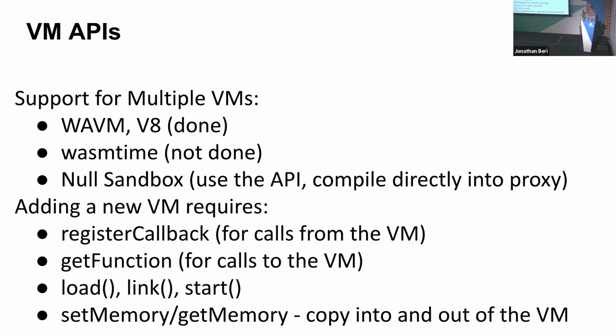And there's only a few operations that we need from a runtime, and that is a way to register callbacks. These are calls coming out of the VMs. These are API calls, and you need to be able to get a function. So calls that you want to make in all your hooks that you're going to do. You need to load, link, and start the code, and then, instead of trying to share memory, because that's still sort of a work in progress, we're just copying code or memory in and out of the VM. And so there's really only two other functions, set memory and get memory.